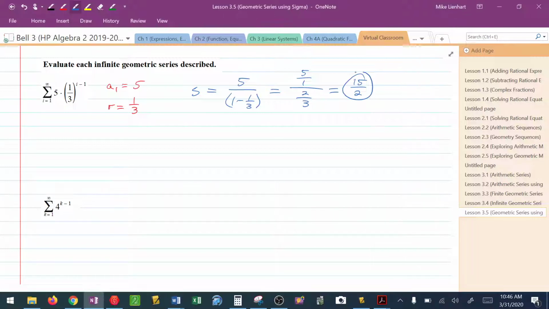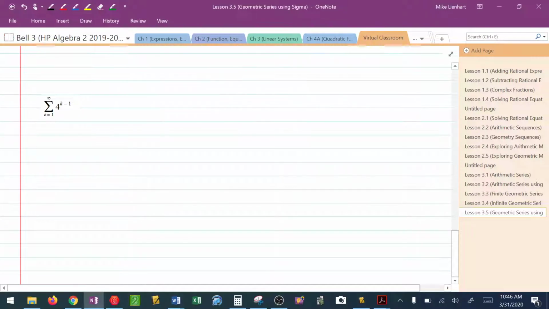All right? Let's try one more here, see how this works. I know it's an infinite series. When it's infinite, the first thing I need to do is figure out what the first term is. The first term here is going to be 1. All right? The R value here is 4. Now, if the absolute value of the R value is greater than or equal to 1, this diverges, which means I can't find its sum. So I would simply say that it diverges.